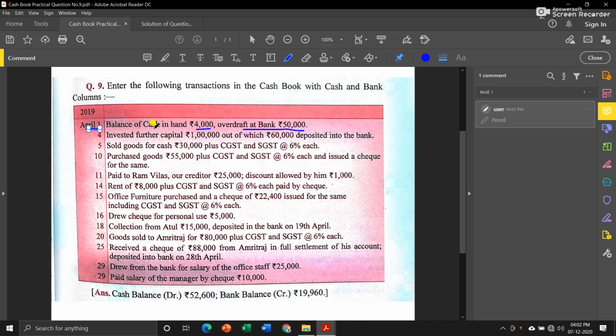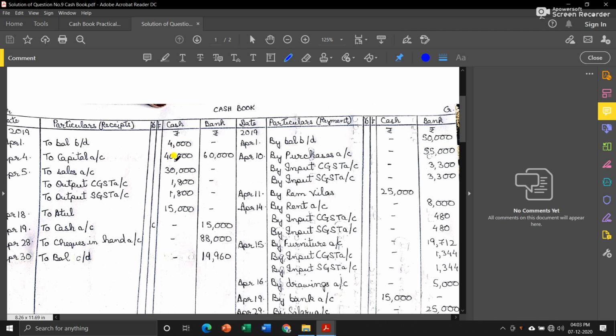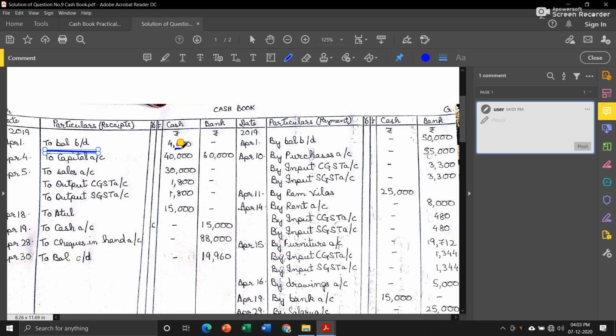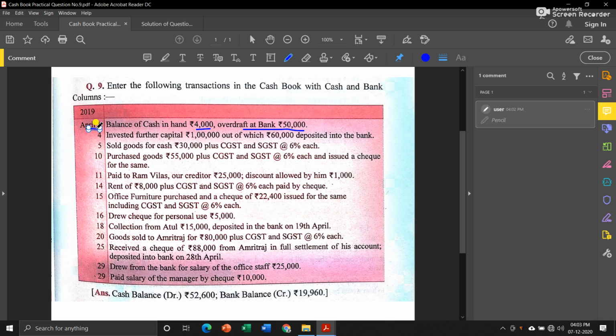So this cash balance in hand we will record on the debit side of our cash book, and the overdraft balance we will write down on the credit side of our cash book. Now here, to balance brought down, we have 4,000 in the cash column, and on the credit side of our cash book we have balance brought down, that is the overdraft of rupees 50,000 in our bank column.